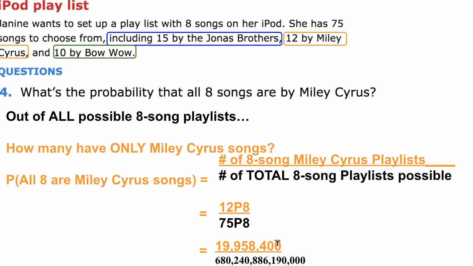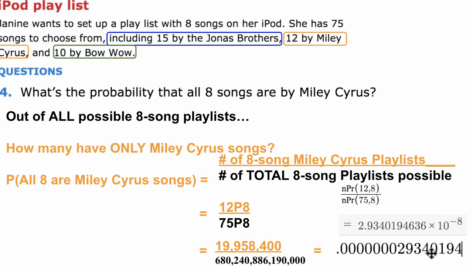So let's think about that. There's 19 million, or almost 20 million, ways to be successful. The problem is, in the denominator, there's 680 trillion different possible playlists. So 19 million possible ways to succeed out of 680 trillion. The number of Miley Cyrus playlists is completely overwhelmed by the total number of playlists possible. If you punch those in and divide, you get 2.93 times 10 to the negative 8. So you move the decimal 8 times and you get this. It's practically zero. So if you're selecting a random playlist, the probability that all 8 are Miley Cyrus is practically zero. All right, so please do the rest on your own.